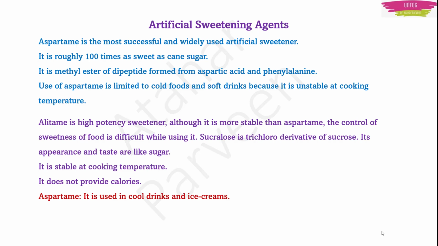Now I want to highlight aspartame again. It is used in cool drinks and ice creams only because it becomes unstable at cooking temperature. And alitame is 2000 times sweeter than sucrose. This you have to remember. Okay, that's why I have highlighted aspartame and alitame in red. They can ask them as multiple choice questions in your Karnataka TET examination. Okay, moving on.